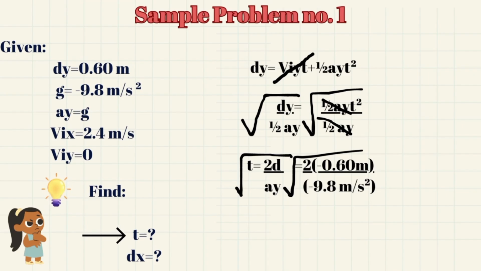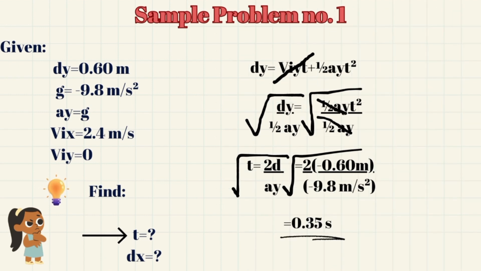We have t equals the square root of 2dy divided by ay. All we have to do is substitute into the formula. So we have 2 multiplied by negative 0.60 meter, divided by negative 9.8 meters per second squared. If you input this in a calculator, the answer is 0.35 seconds. So we already have our time.